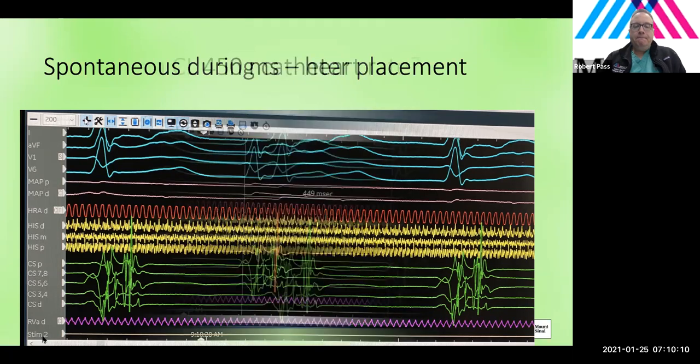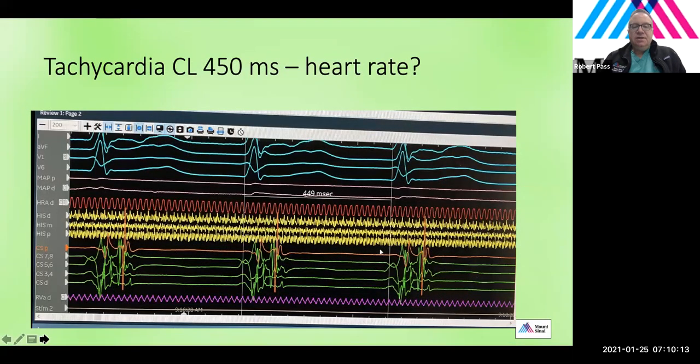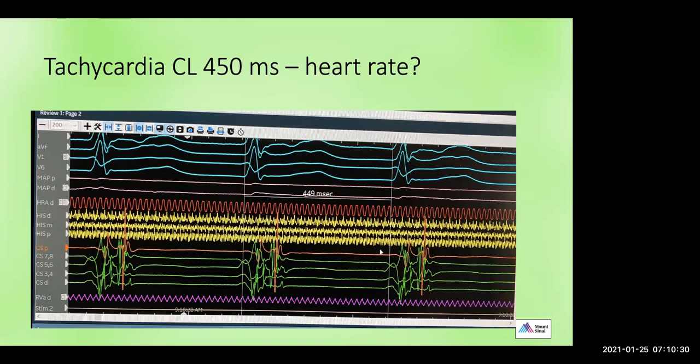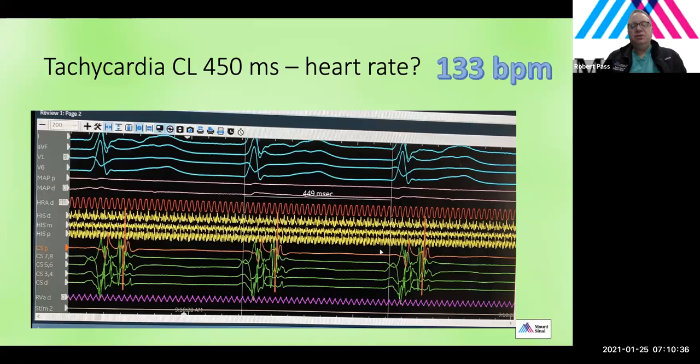All right. And so tachycardia is reinduced, and the cycle length is 450. So Grace, what is the heart rate if the cycle length is 450? Just as a little math test. So 60,000 divided by 450 is around 130. Yep, 133 beats per minute. So tachycardia rate not very fast. But another thing you have to remember is it may be slower simply because the patient is under general anesthesia. So all conduction is going to be a little slower.